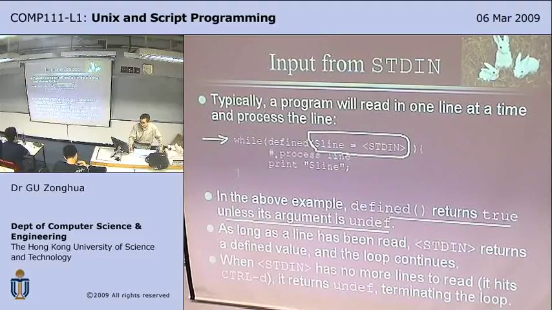And as long as a line has been read, STDIN returns the defined value, and the while loop continues. When STDIN has no more lines to read, it hits Control D and returns undef, terminating the loop. So this reads in input from STDIN, and while it's defined, prints the lines one by one.